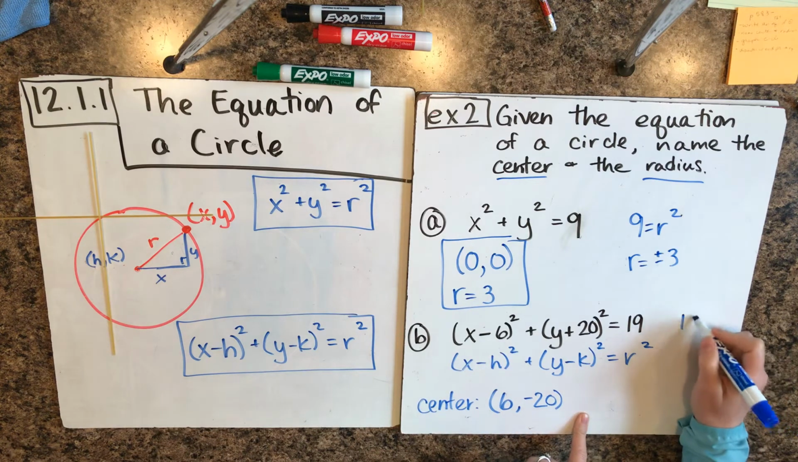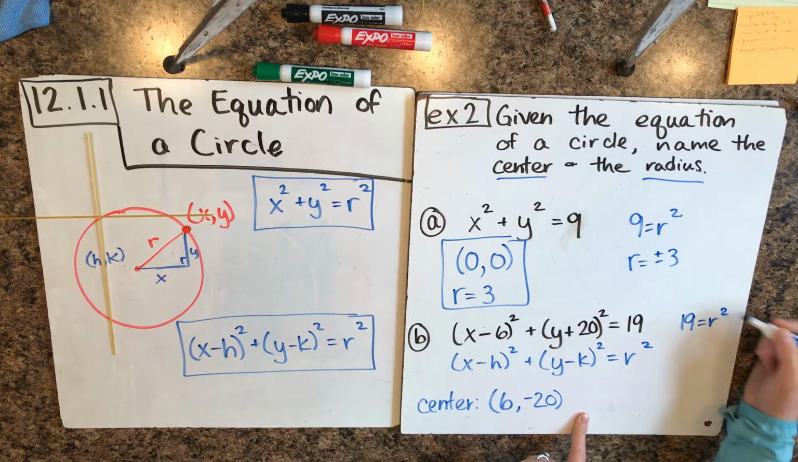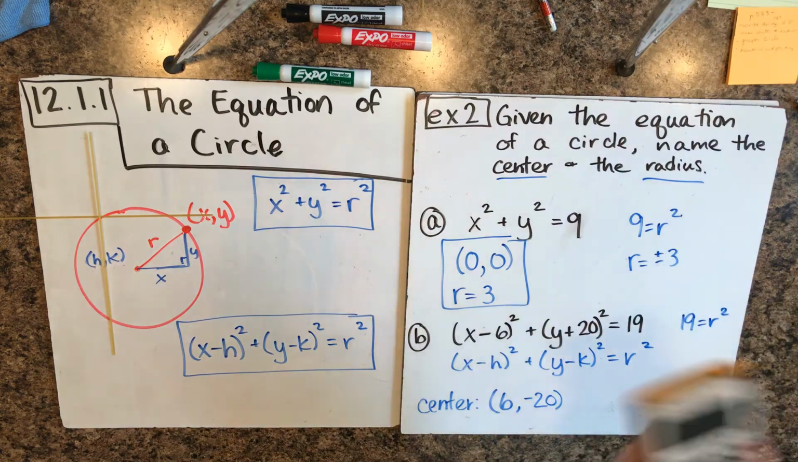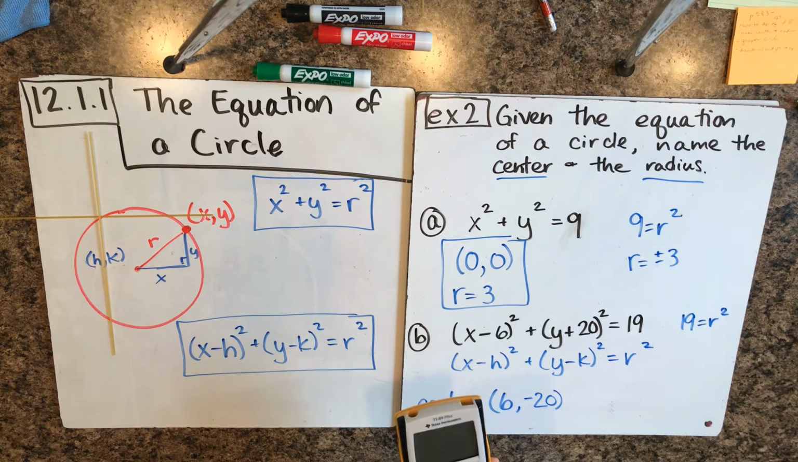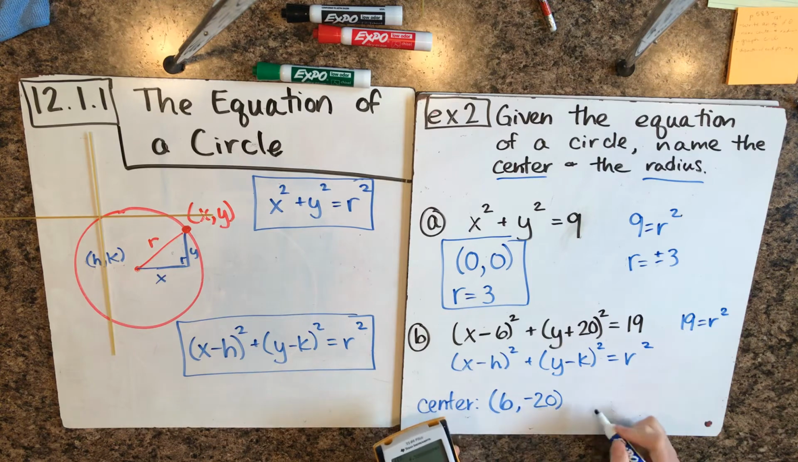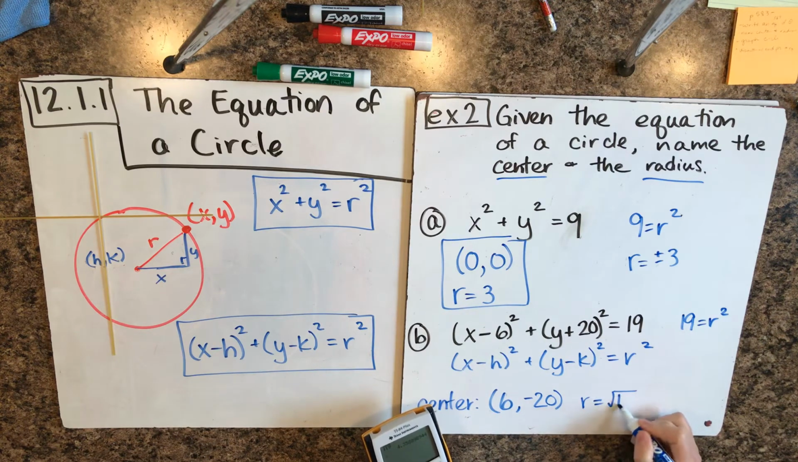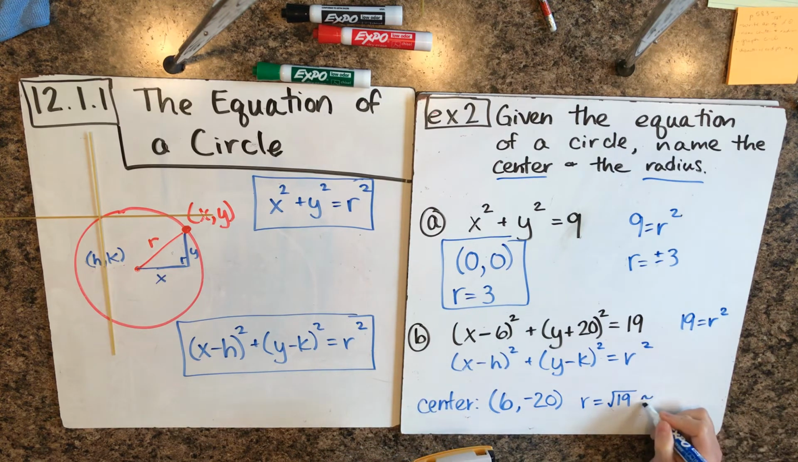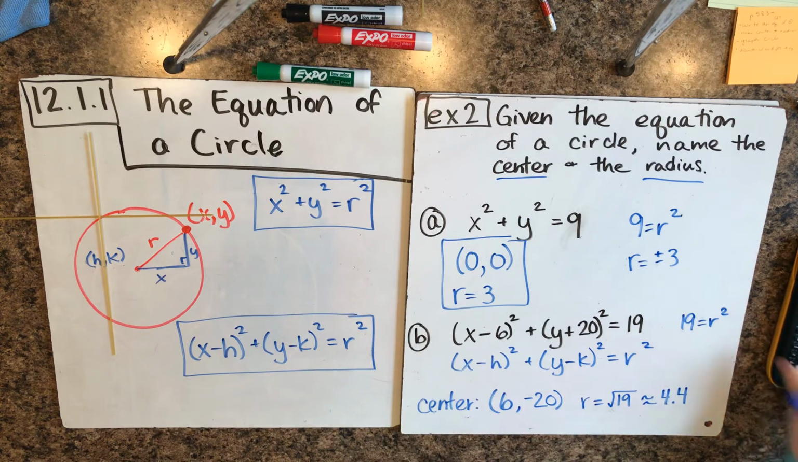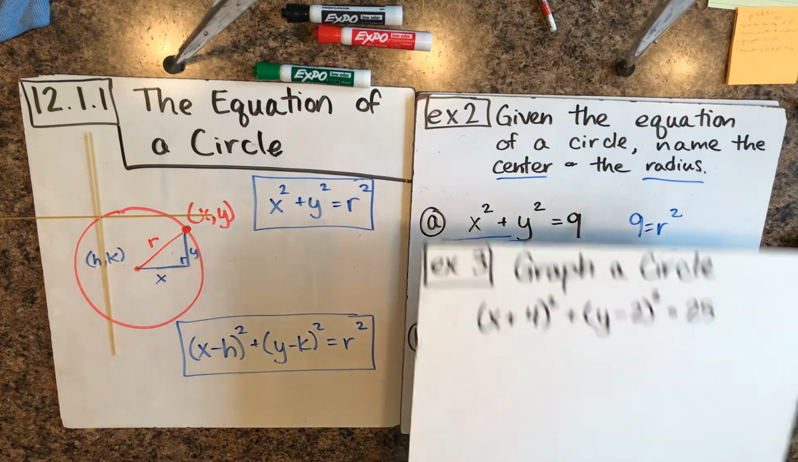Now, 19 is equal to r squared. How do I find what radius is? Well, of course, I just use my calculator. I find the square root of 19. And I could write that it's exactly the square root of 19. That would be most exact. Or I could say, well, it's approximately 4.4. Okay. Last example for today.